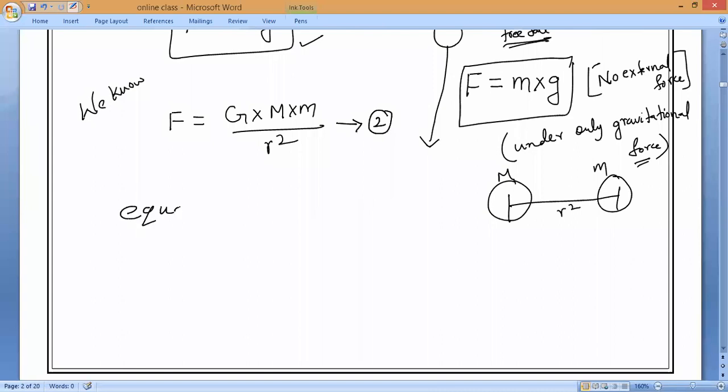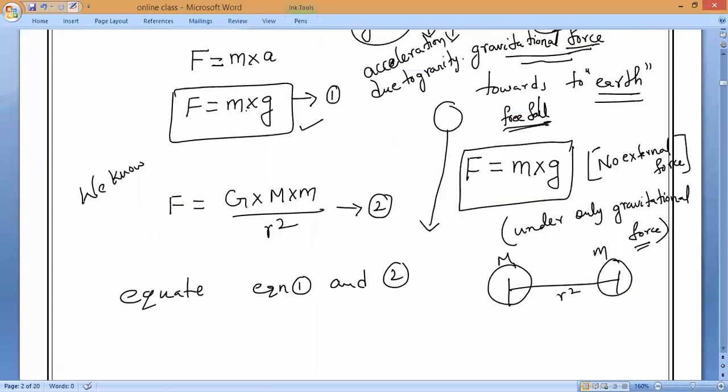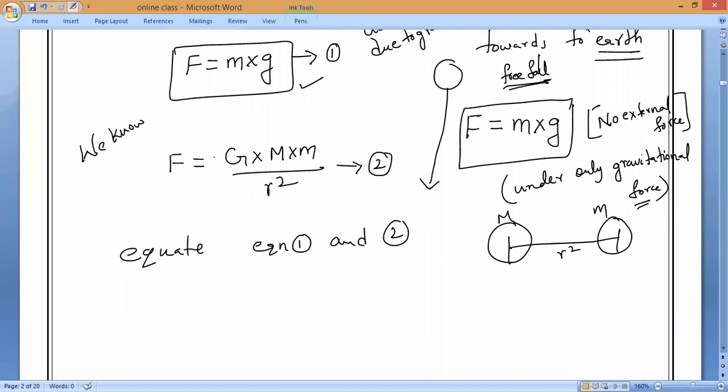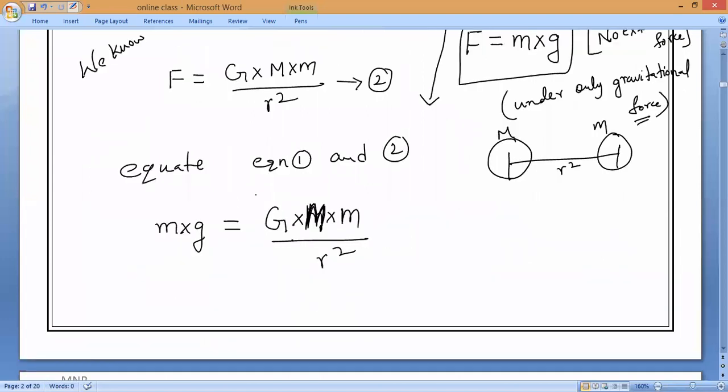Now equate equation 1 and 2. F is equal to M into g, and F is equal to G into M m divided by R square. If F is equal to F, then the right-hand sides are equal. F cancels, so m g is equal to capital G into capital M into small m divided by R square. Now both sides, something is similar.